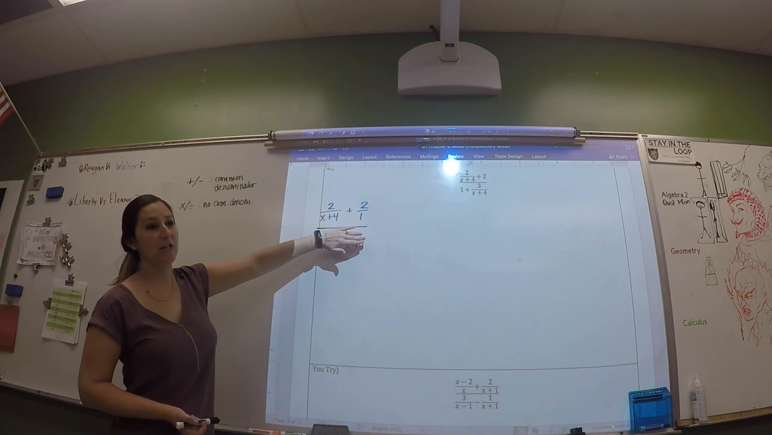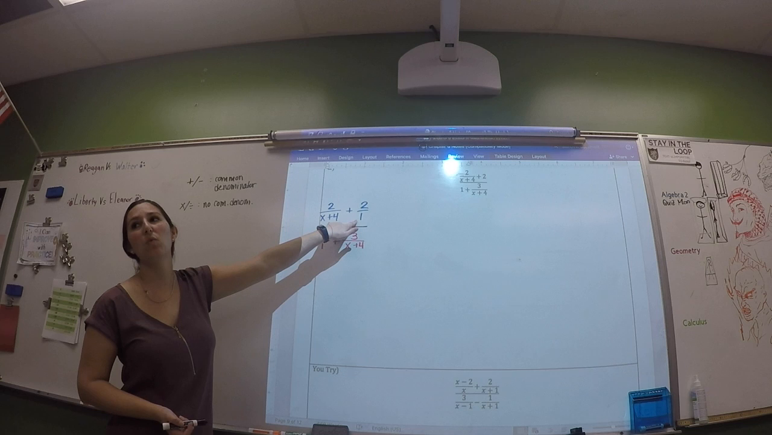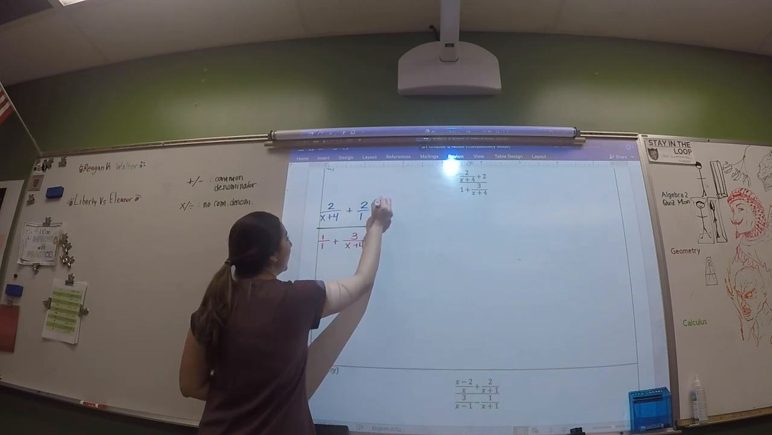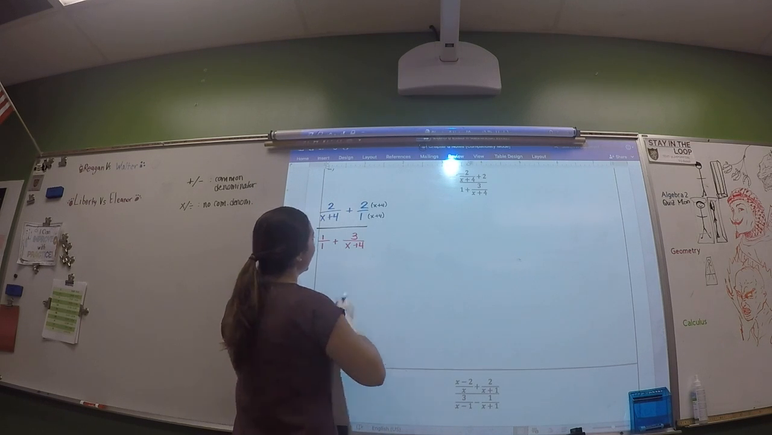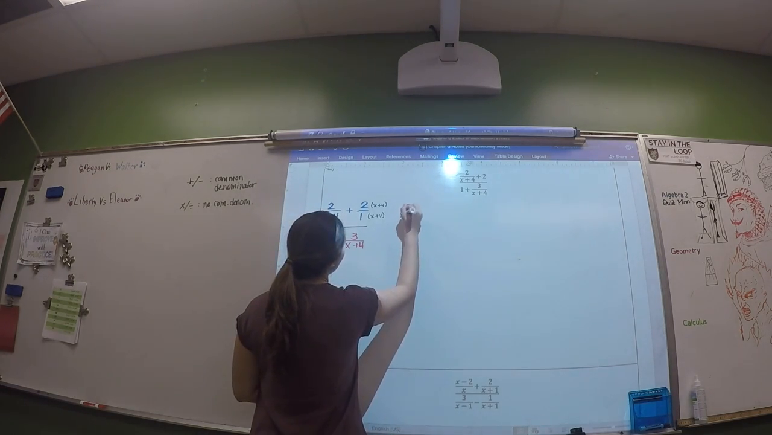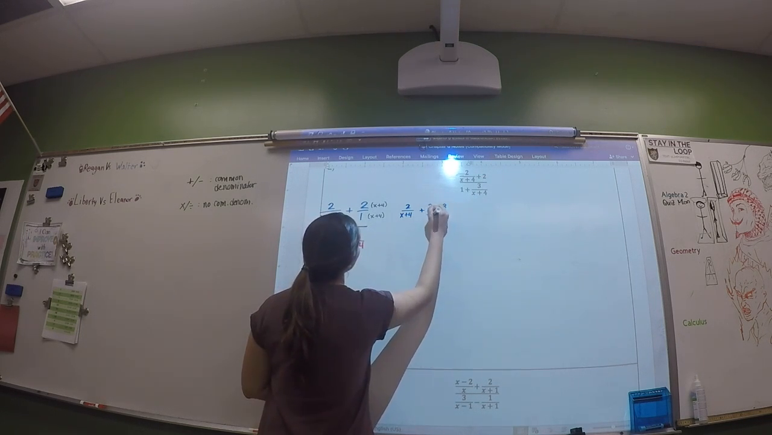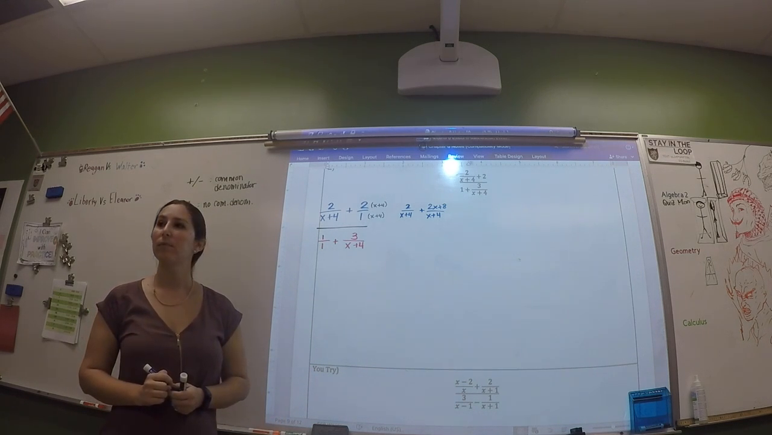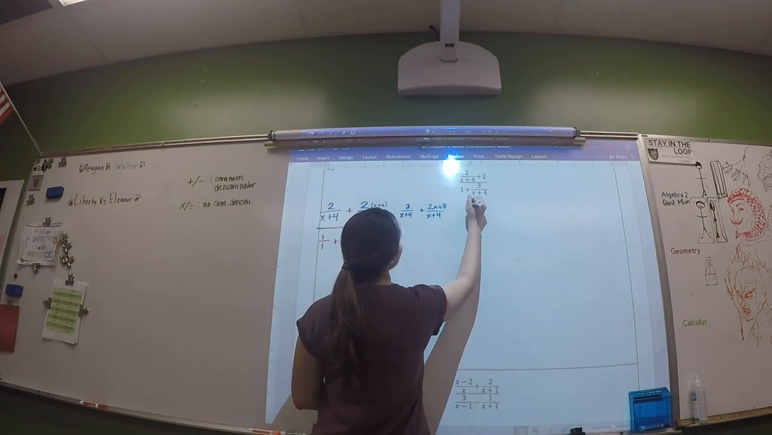If I want to combine those fractions, I need a common denominator. This denominator is x plus 4. This denominator is 1. They have to be the same. So I need to multiply by x plus 4, and I'm going to multiply here and here. So I get 2 over x plus 4 plus 2x plus 8 over x plus 4. I distributed. Then when you add those together, you get 2x plus 10.